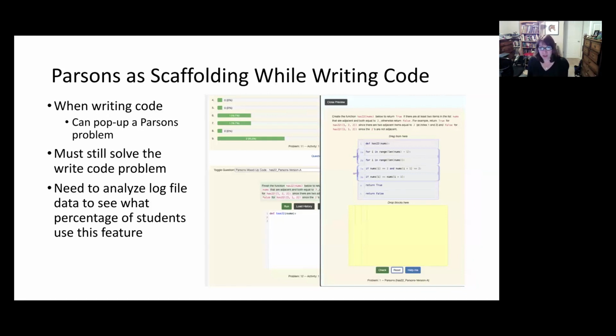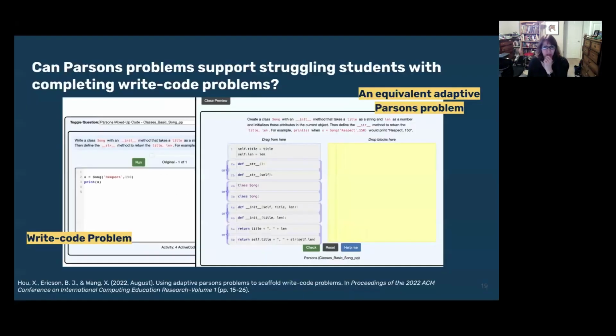And then the other thing we decided to do was, okay, if we have a Parsons problem, we can pop up the write code and you can switch to that. Why don't we do the opposite too? Why don't we use Parsons problems to scaffold students while they're writing code? They still have to solve the write code problem, but we give them the option of popping up the Parsons. They can even solve the Parsons problem. Currently in the ebook, they still have to write the code over in the write code area to get the credit. They can't just copy the solution from the Parsons problem. And that brings us to Xinying's work. So I'm going to let her take over for the moment.